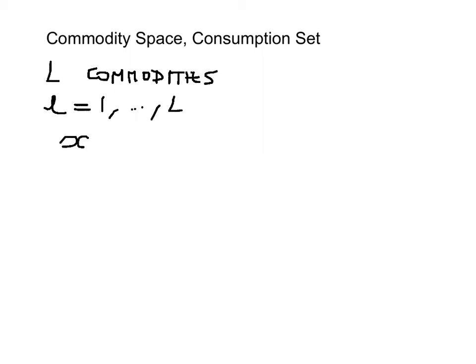So the framework here is we have a consumer in a market economy, and what do we mean by market economy? We mean that the consumer is facing goods and services that are available for purchase, and we refer to these goods and services as commodities, and we have L commodities, so the number is finite, and we can use an index to refer to them. So for example, x_L would be the amount of the Lth commodity that the consumer might be purchasing.